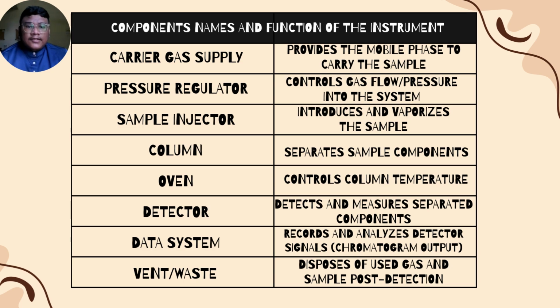Detector detects and measures separated components. Data system records and analyzes detector signal chromatography output. Vent or waste is to dispose of used gas and sample post-detection.